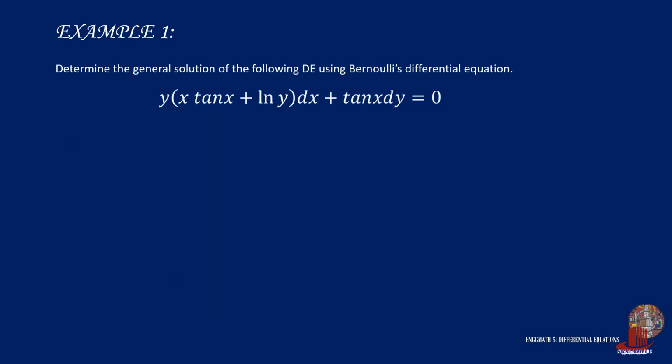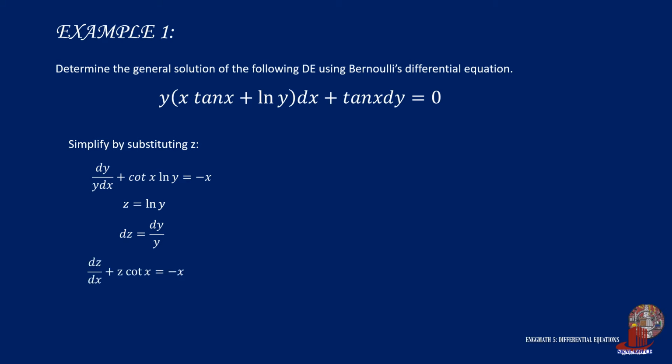Now that we know that we are dealing with a linear equation, let's first simplify it by substituting a variable z. Take ln of y as z, where the derivative dz is dy all over y. So we can plug these replacements into the equation, where we get dz all over dx plus z times cotangent of x is equal to negative x.